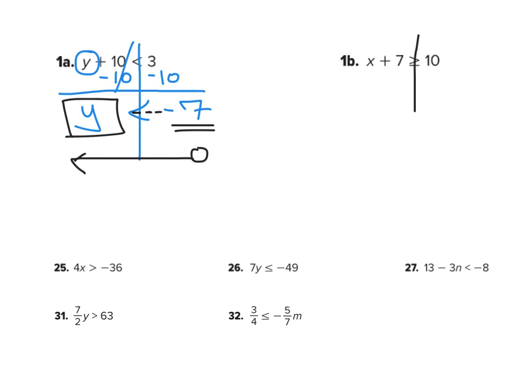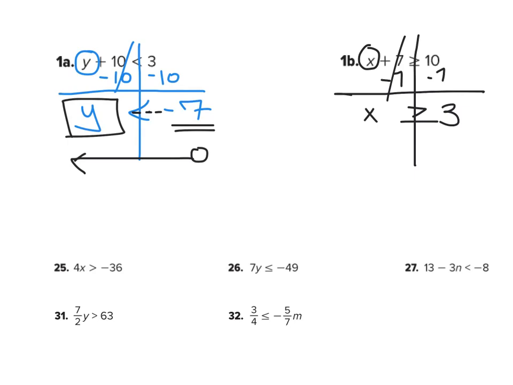Here I've got x plus 7 is greater than or equal to 10. So I, again, can think about this, circle my variable, subtract 7 from each side. Notice I always have to do the same thing to each side. 7 minus 7 is 0, and I'm left with x is greater than or equal to +3.